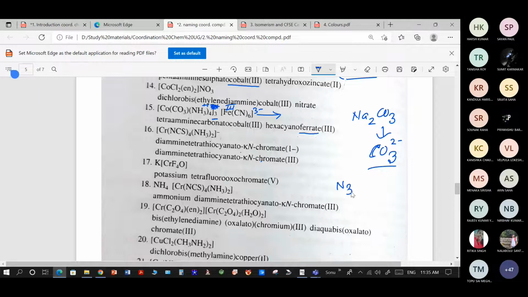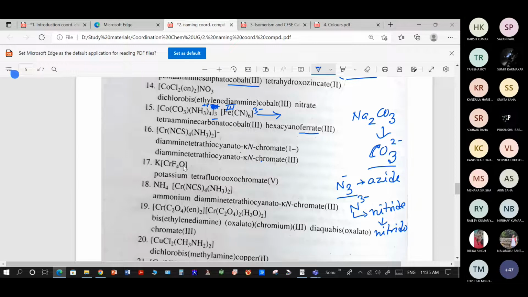This will be the azide. Remember, if 3 is a subscript of N and then minus, this is the azide ion. So azido you have to name. But if you have N and then 3 minus, as a superscript, this is known as nitride. So it will be said nitrido.